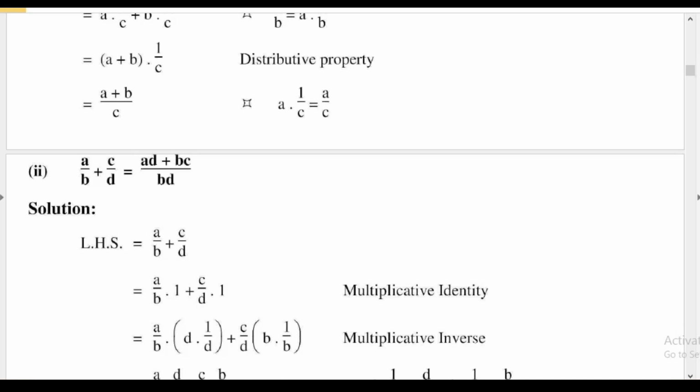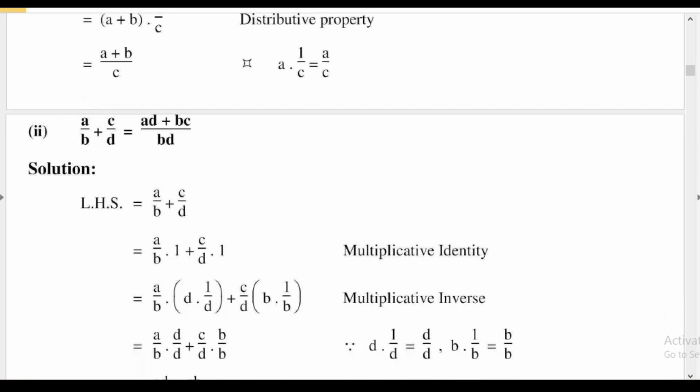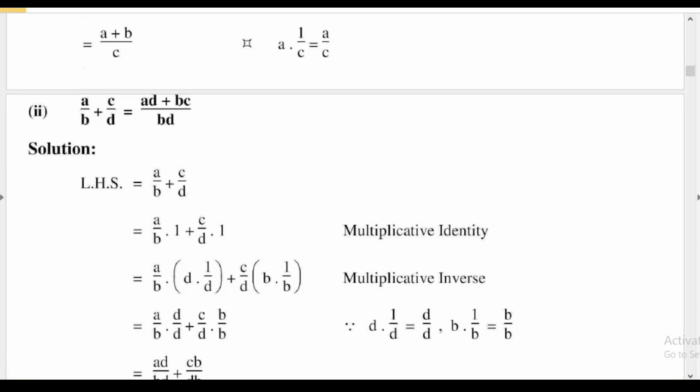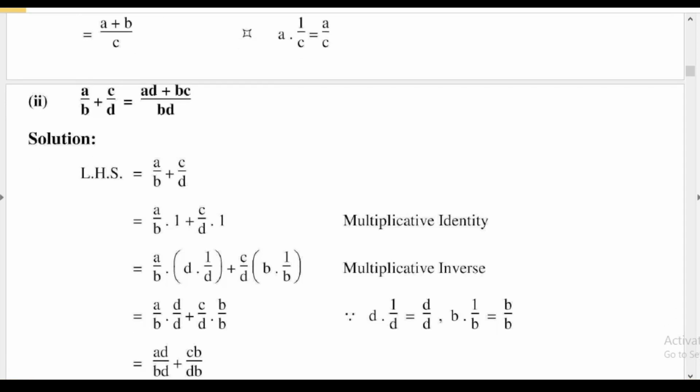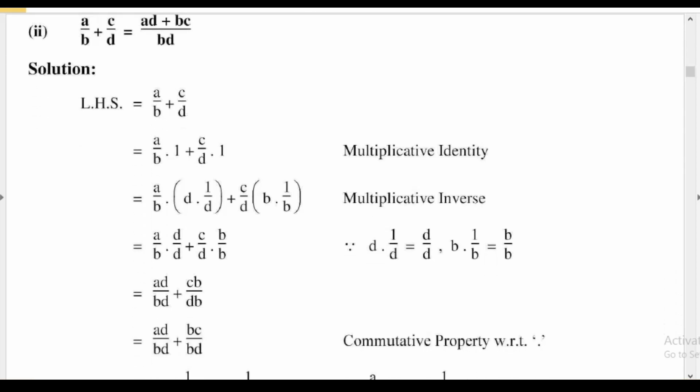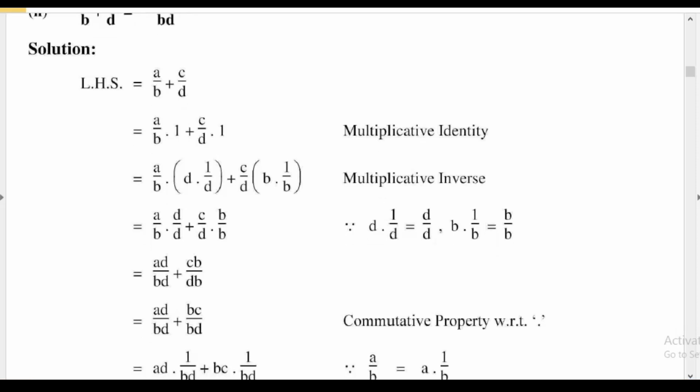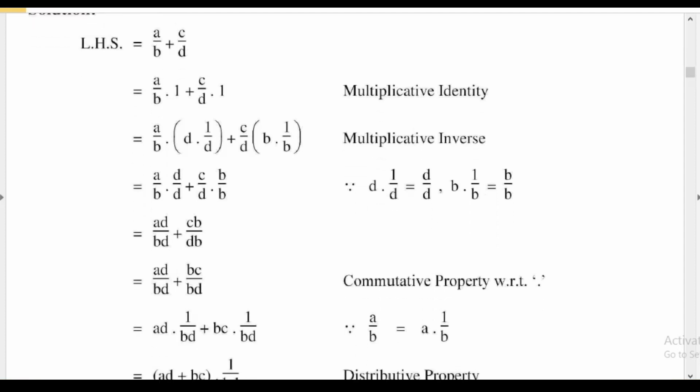Next, B dot 1 divided by B. So A divided by B dot D divided by D plus C divided by D dot B divided by B. So next, AD divided by BD plus CB divided by BD. So taking common 1 divided by BD, AD dot 1 divided by BD plus BC dot 1 divided by BD.